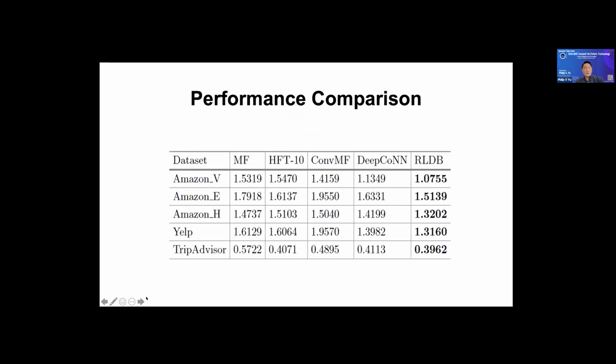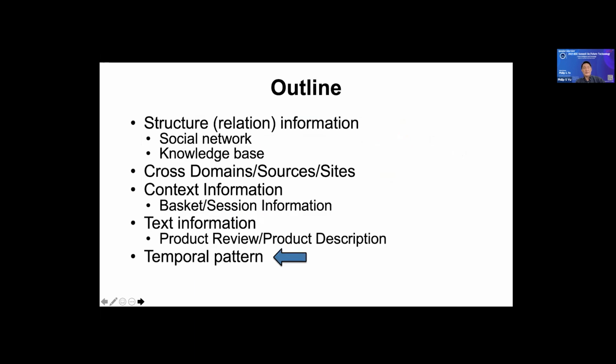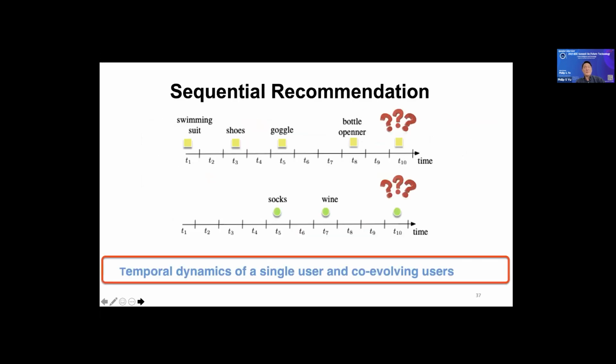Okay, so by doing that, you can see that we can substantially improve the accuracy of the prediction. So finally, we consider temporal patterns. Previously, when we talked about the user-item relationship, we tried to represent it as a bipartite graph, okay?